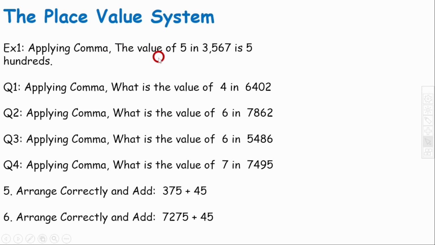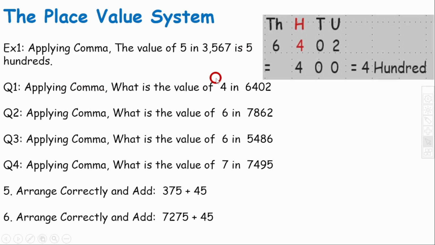Example 1. The value of 5 in 3,567 is what? So what do we do? We just go look for 5. This is 5 here. The value of 5 will be, you write down the 5. Then what do we have? We make the last 2 digits 0 0. So that becomes 500. So the answer is 500.